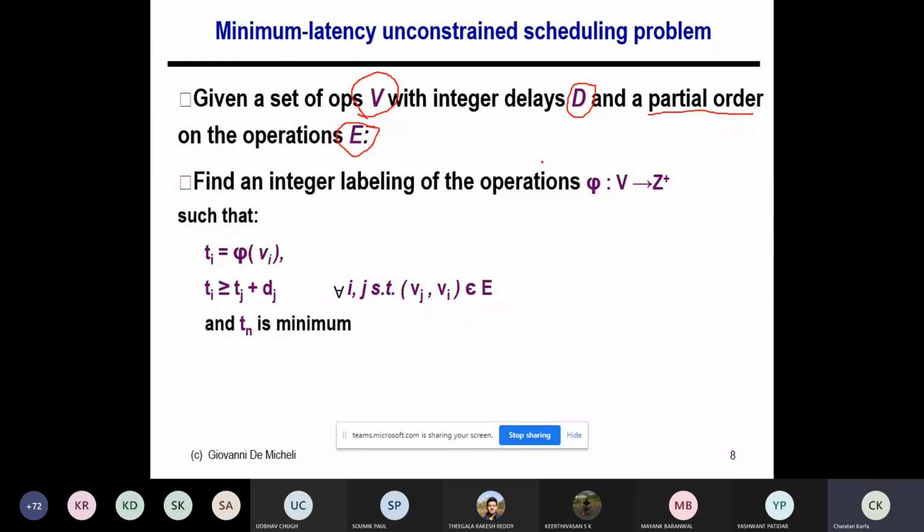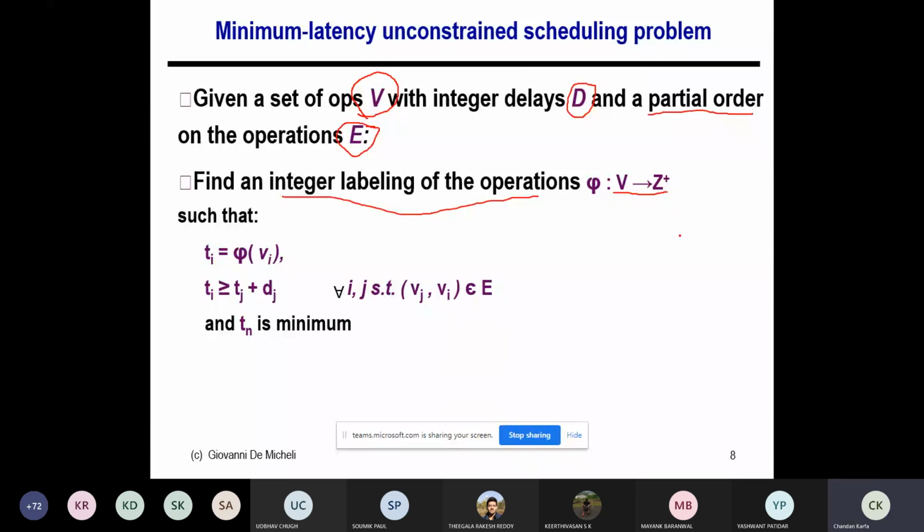Okay. And what scheduling does is map those operations to an integer, the start time. It's the integer labeling of the operations, which is called scheduling. So each operation is mapped to some number. If operation 1 is mapped to 1, that means operation 1 is going to be scheduled in time step 1, or starts its execution from time step 1.